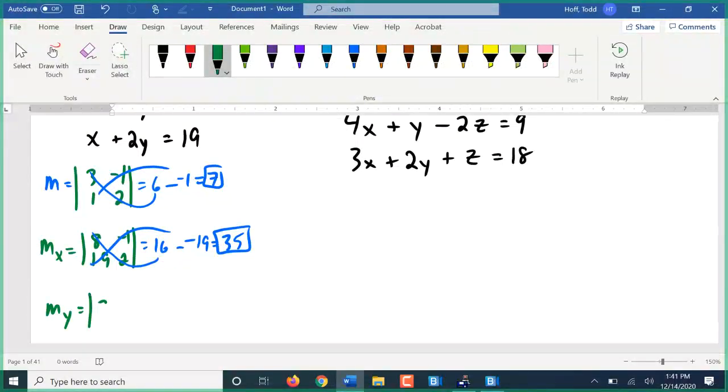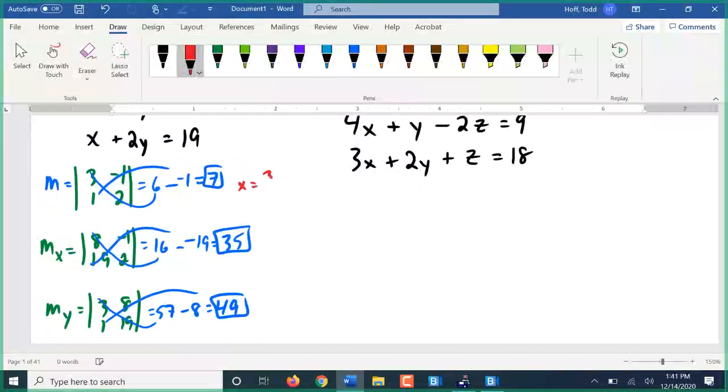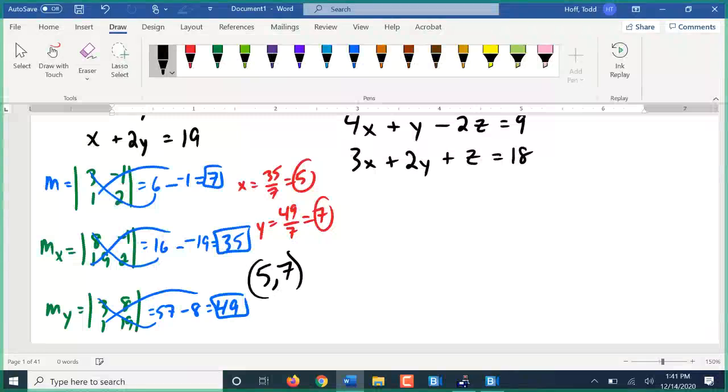is 3, 1, 8, 19, giving me a determinant of 57 minus 8, or 49. So X is 35 over 7, which is 5. And Y is 49 over 7, which is 7. So the solution here, X is 5 when Y is 7.